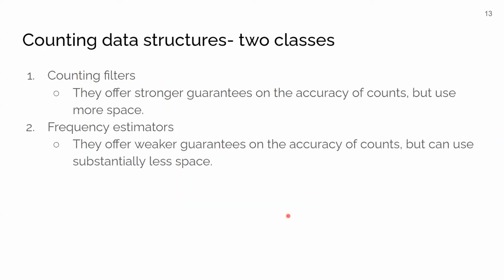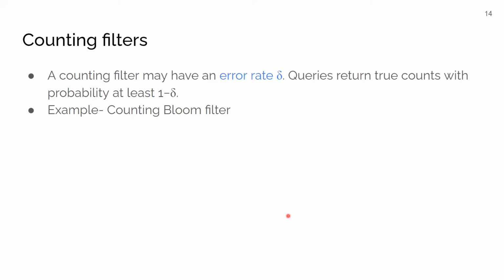For counting data structures, there are 2 classes. The first one being counting filters. They offer stronger guarantees on the accuracy of counts, but use more space. On the other hand, frequency estimators offer weaker guarantees on the accuracy of counts, but they can use substantially less space. A counting filter may have an error rate delta. Queries return true counts with probability of at least 1 minus delta. An example being counting Bloom filter.